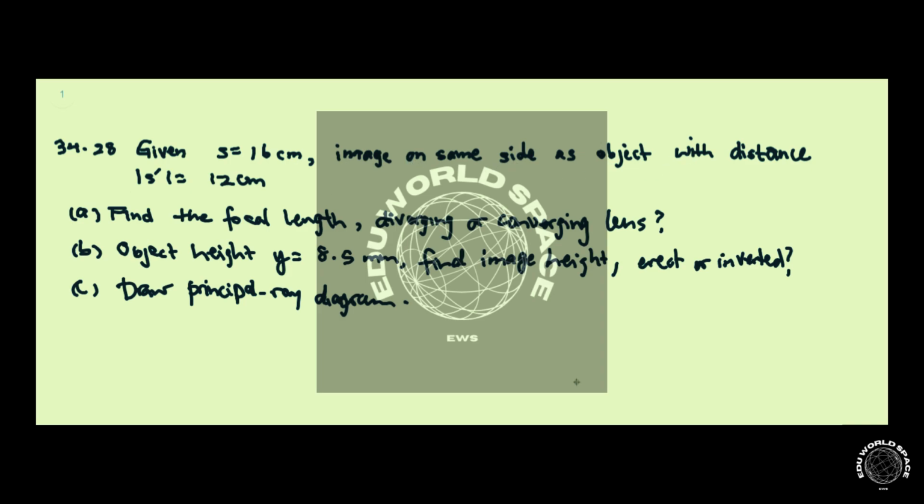And finally, in part C, we are to draw the principal ray diagram for this lens with the object and the image. So let's do part A first. But before doing so, let me draw attention to why I wrote this as the absolute value of S. We're told that the image is on the same side as the object, which means that the image distance S prime should be negative. So therefore, S prime is actually minus 12 centimeters.